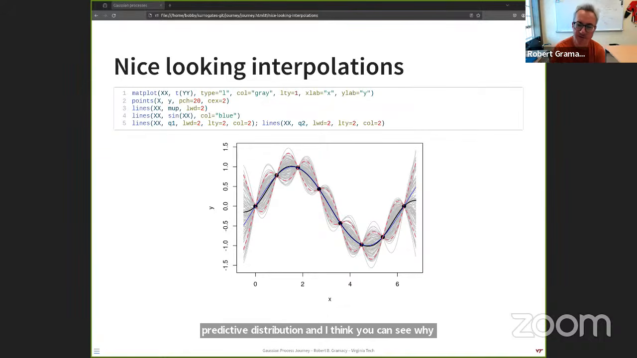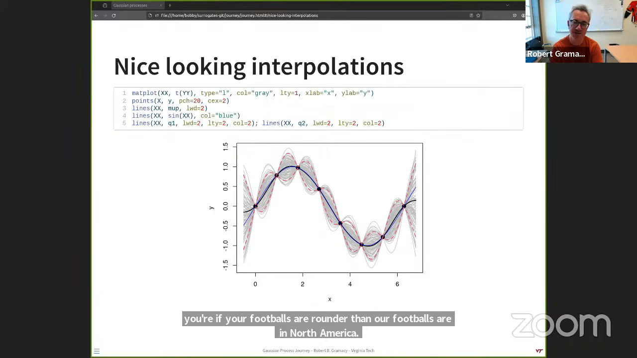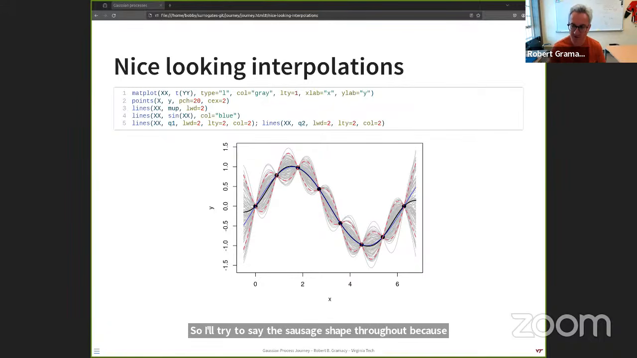North Americans sometimes refer to the football shape of the intervals, but I don't want that to confuse you if your footballs are rounder than our footballs are in North America. So I'll try to say the sausage shape throughout because I think that that's more universal. So that's the basic idea of Gaussian process regression.